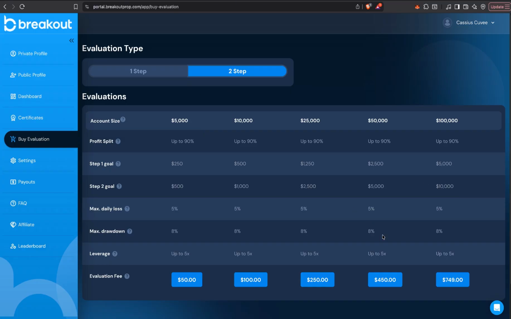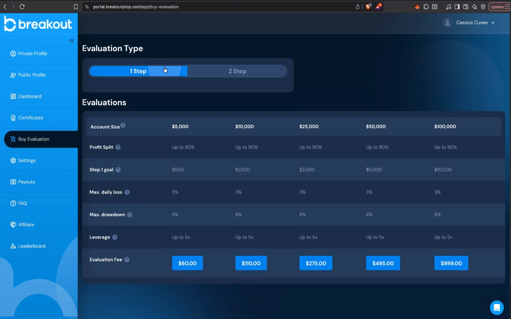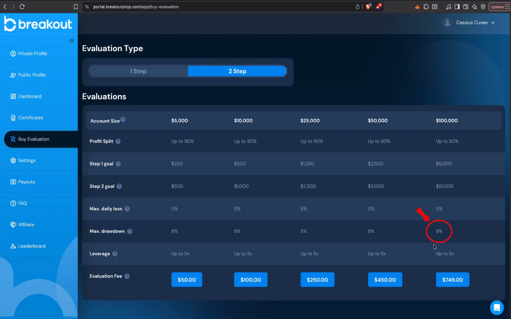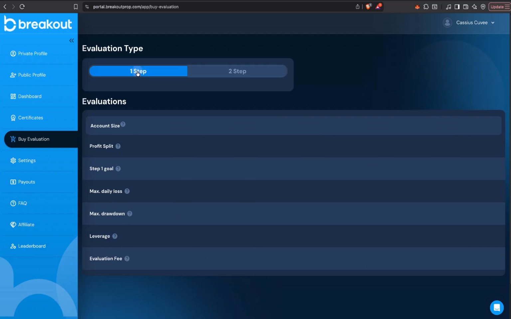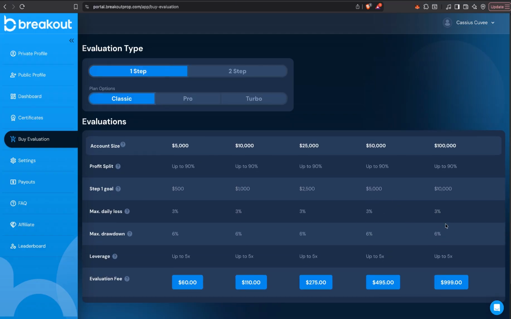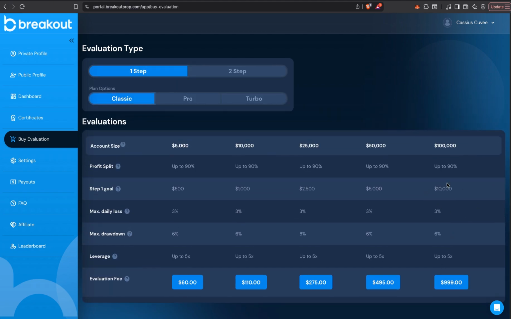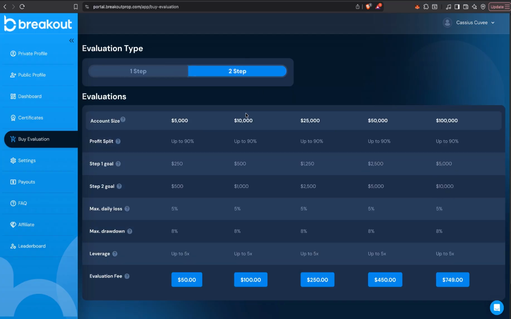The reason is because of the max drawdown amount. On the one-step, the max drawdown is 6%. On the two-step, the max drawdown is 8%, meaning you have more wiggle room on the two-step than you do on the one-step. Now, this is a matter of trading strategy, a trading style. If you like having an account where you can go negative bigger because maybe you're using a larger amount of money or something like that, then you might want to try the two-step. But you have to pass twice. So it's a little bit harder, having to pass this evaluation twice, okay?